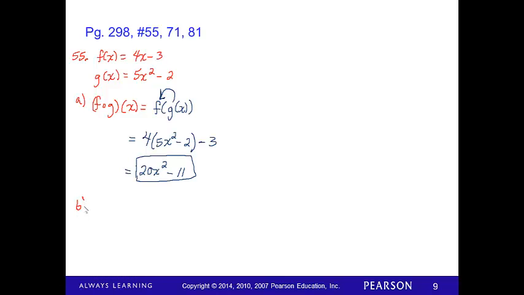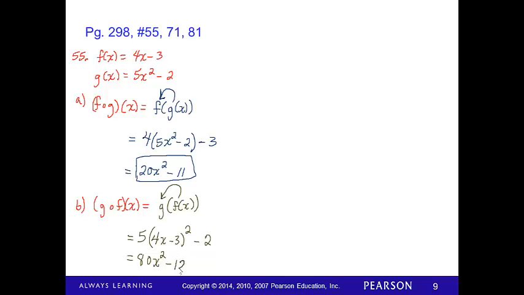And then part B says find g∘f, g of f of x. So this time you're going to plug f into g. So g is 5 times, and instead of putting the x, you're going to put all of f. So this becomes 5 times (4x minus 3), whole thing squared, minus 2. And then you get to simplify it out.